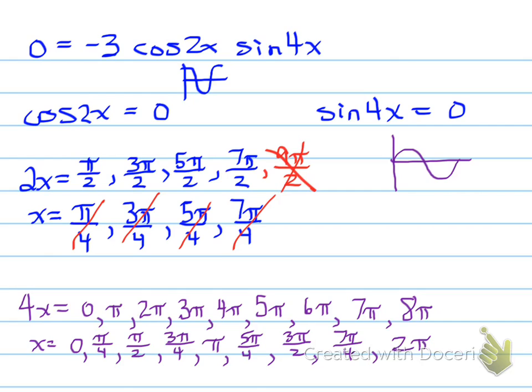So those values are all listed down here. This is how many values we have: 4, 5, 6, 7, 8, 9 values to give us when this function is equal to 0. So when the derivative is equal to 0.